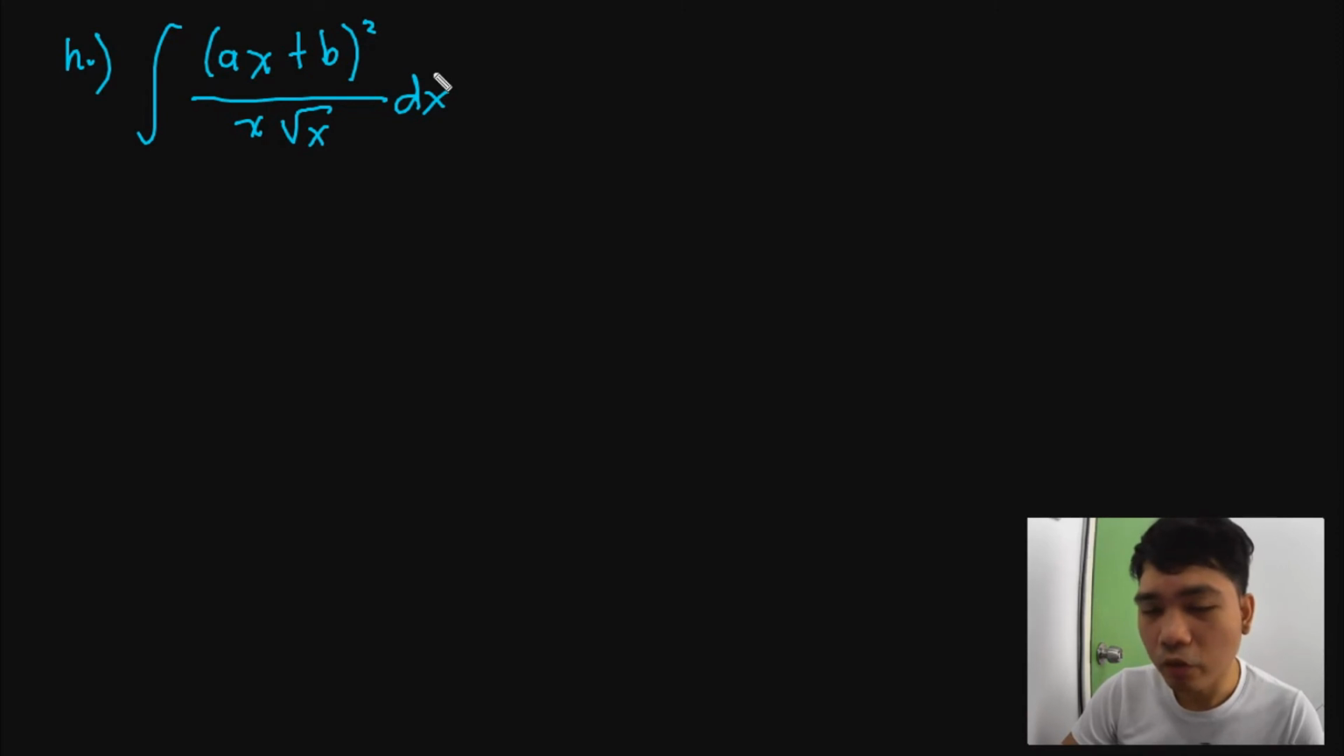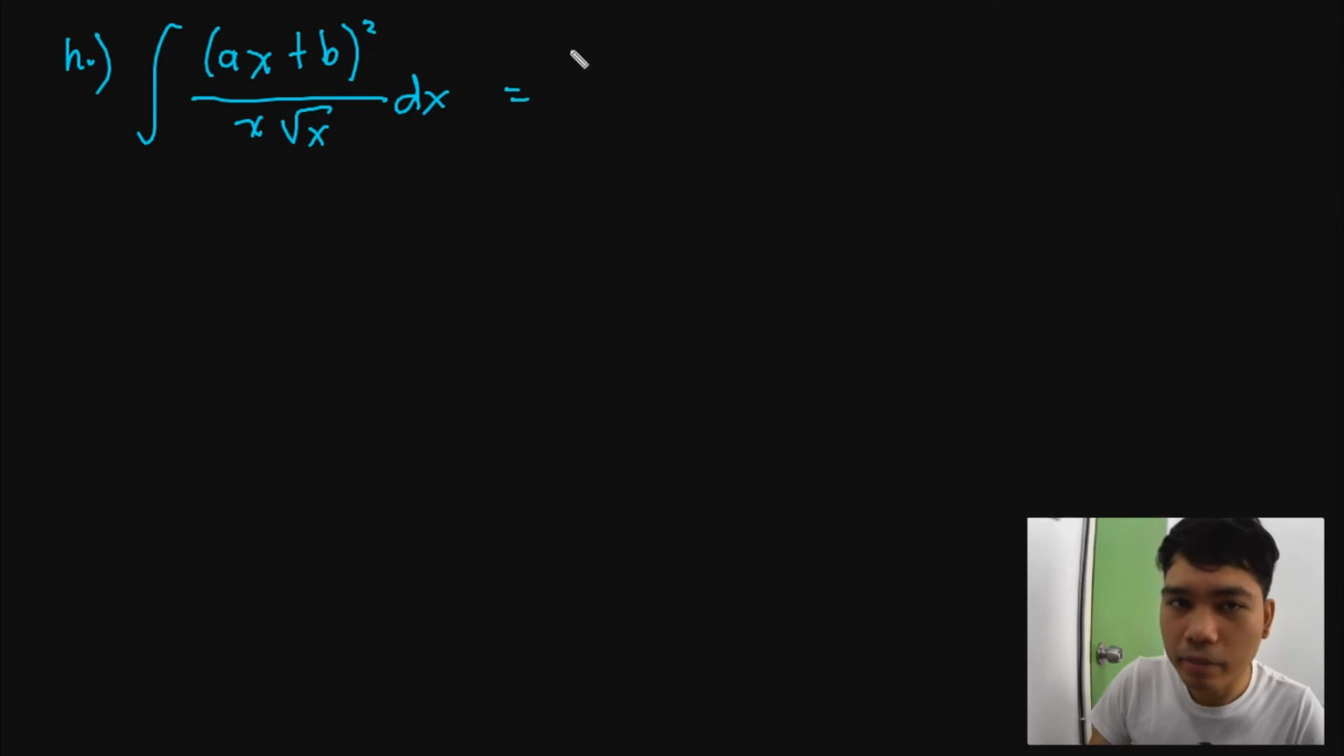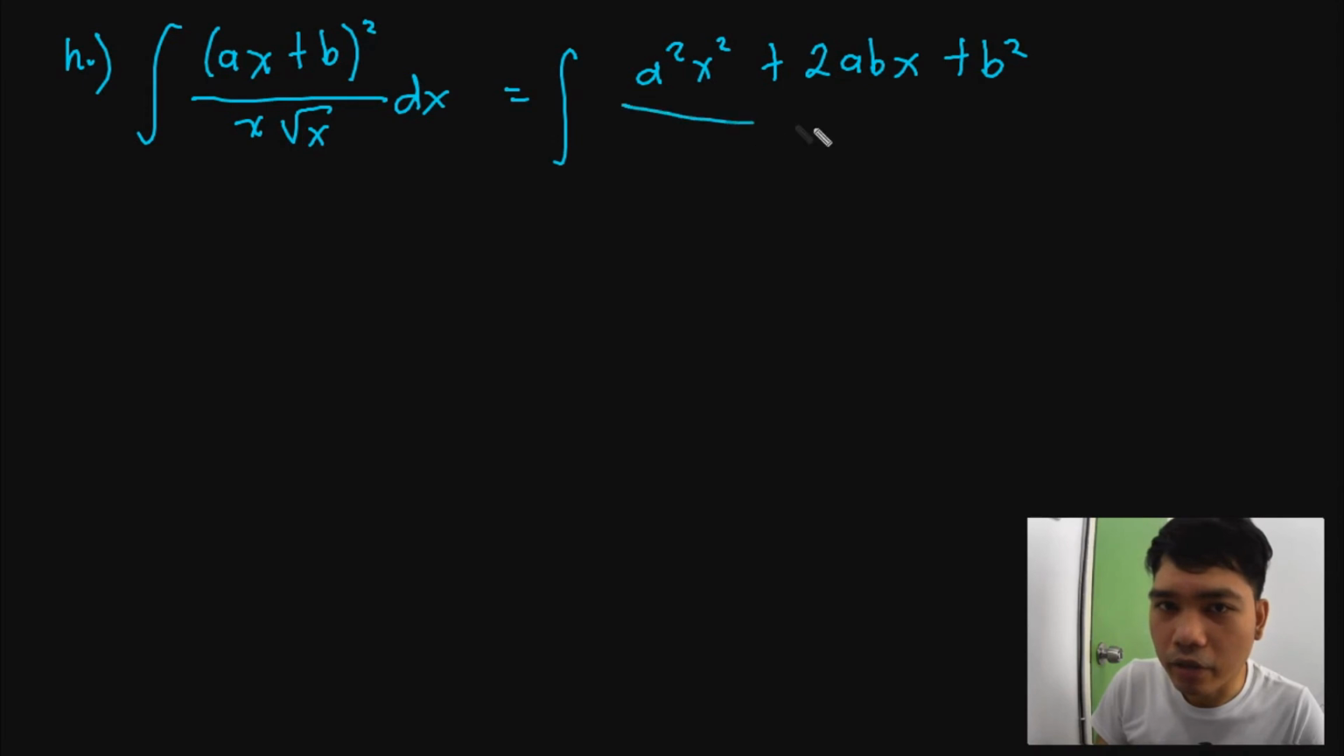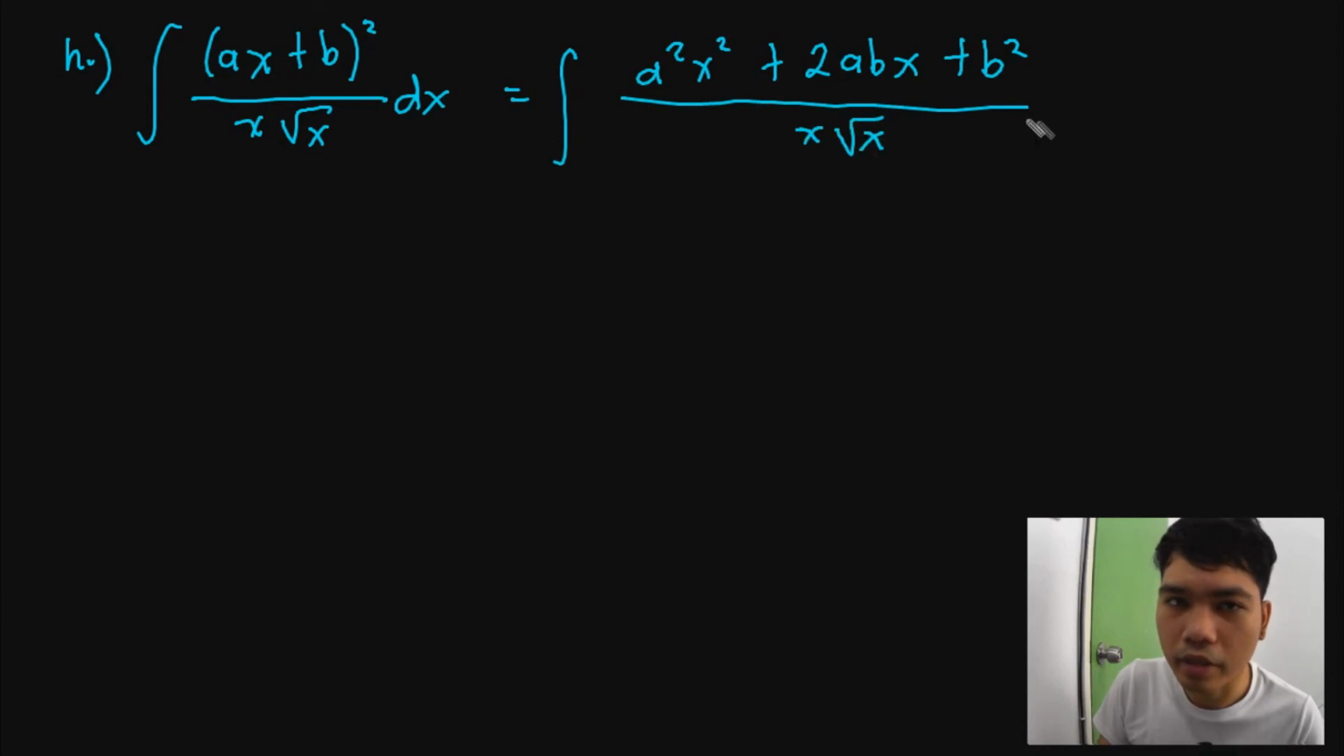But as we look closely at the numerator, kung napansin nyo, naka-square yung ating numerator. Why not expand muna yung ating numerator and see what happens, no? So in this case, I'll be expanding that. So this becomes a squared x squared plus 2abx then plus b squared. Okay. So if this is the case, then we can divide this by square root of x and then dx.